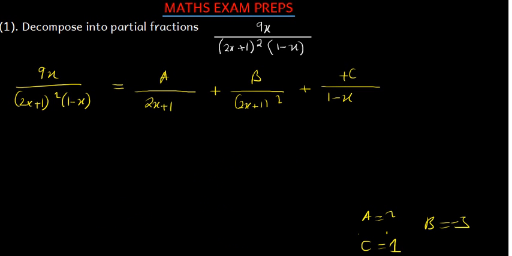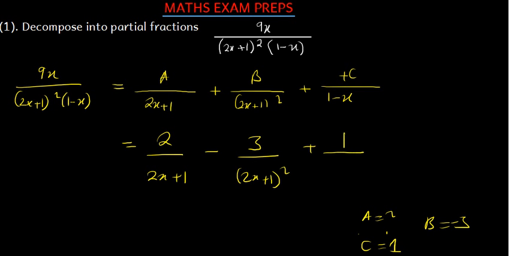So just go on and substitute here. So it becomes, where there is A, we put a 2 divided by 2x plus 1. Where there is a B, we put negative 3 divided by (2x plus 1) squared. Then where there is C, we put a 1 divided by 1 minus x. So that would be it broken into partial fractions.